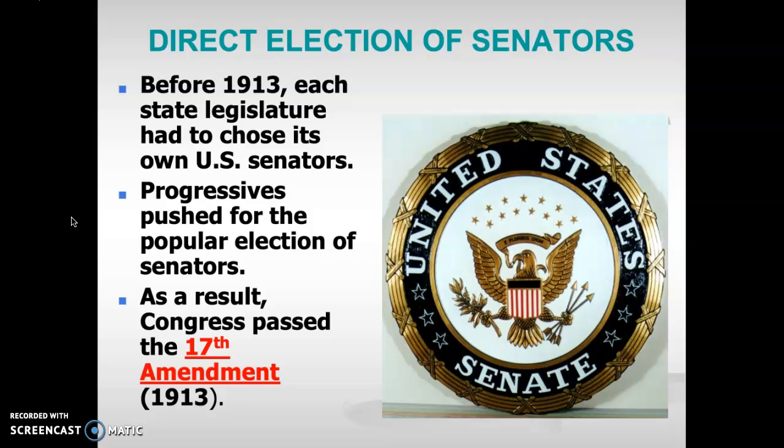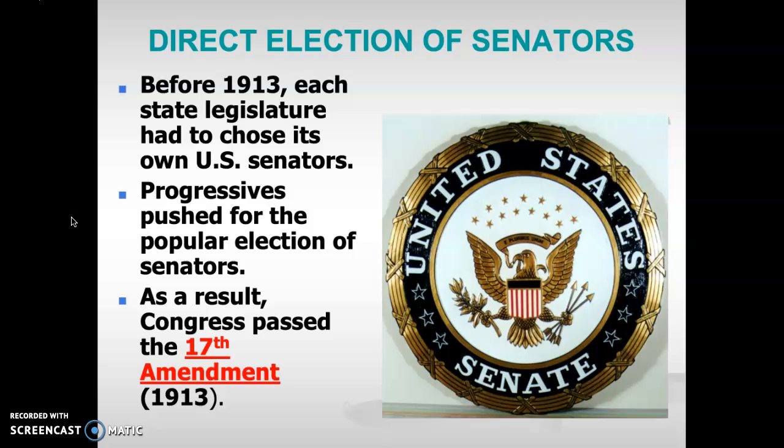It's less democratic. It's more of a republican idea to have an emissary, because in a way we vote for the legislators and the legislators vote for the senators, and that's going to change because now we vote directly for the choice of the senators, and that's how it should be. Okay, and progressives will push for the popular election of senators, which Congress will pass as the 17th Amendment.